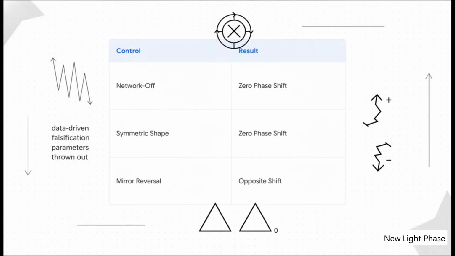So the crucial point is really laid out in these mandatory controls. This is the ultimate gauntlet. Look how incredibly strict this is. If the network is off, the result must be exactly 0 phase shift. If the triangle is perfectly symmetric, again, exactly 0. And if we physically mirror reverse the paths, the twist must be the exact mathematical opposite. Failing even one of these tests kills the theory immediately. And honestly, this strictness is exactly what makes it such a highly credible scientific proposal.